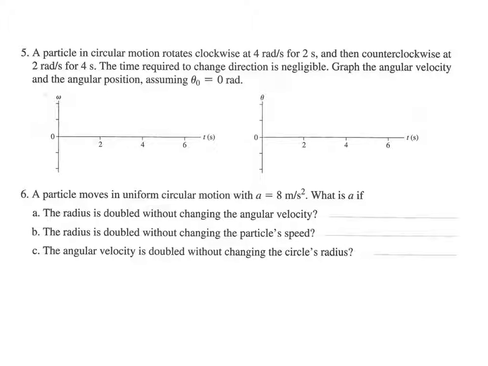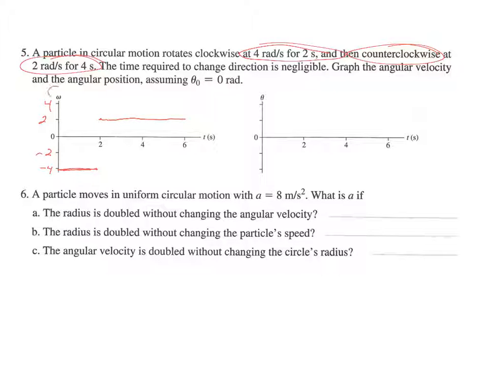All right, now they want us to take words and make graphs out of it. So in the beginning, it goes clockwise, 4 radians per second for 2 seconds. Clockwise is negative. So I'm going to have to go -2, -4. I'll go 2 and 4. So it goes -4 for 2 seconds. And then counterclockwise, which is positive, at 2 for 4 seconds. So I have to come up here and draw the best horizontal line I can for another 4 seconds.